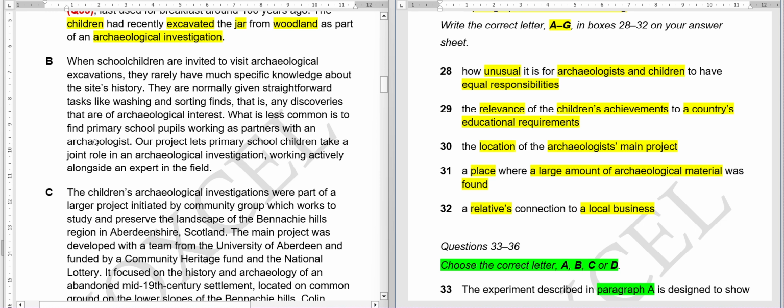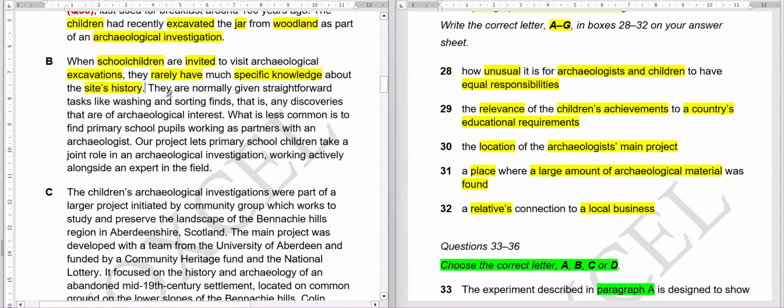So paragraph B, let me change the color. When school children are invited to visit archaeological excavations, they rarely have much specific knowledge about the site's history. So now we are inviting school children for excavation, and we know it's very rare. There are very slim chances they will have specific knowledge about a site's history. Let's just say they are being called upon at a particular site called A, the chances that they will have knowledge of that particular site A are next to none.